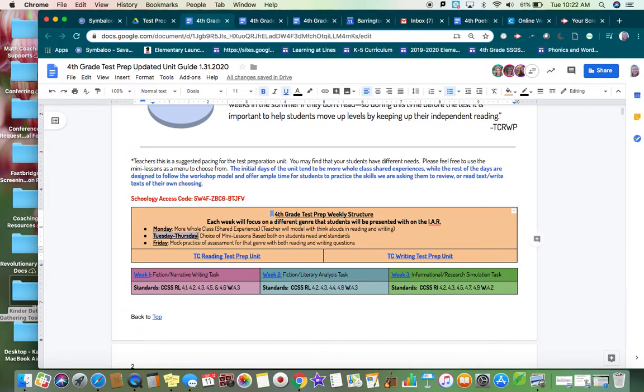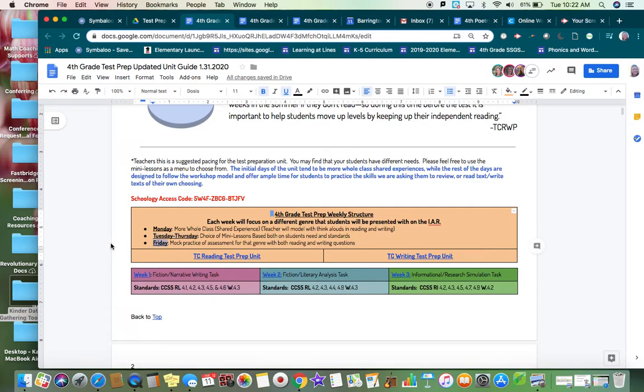Then Tuesday through Thursday is very much workshop based. You'll have a short mini lesson, and then students can go off to be reading in a different passage to practice that same standard and also have some time for independent reading.